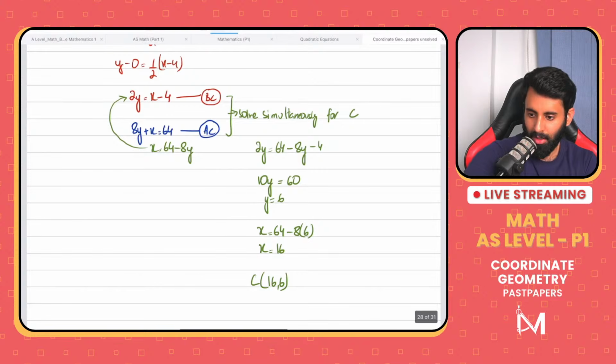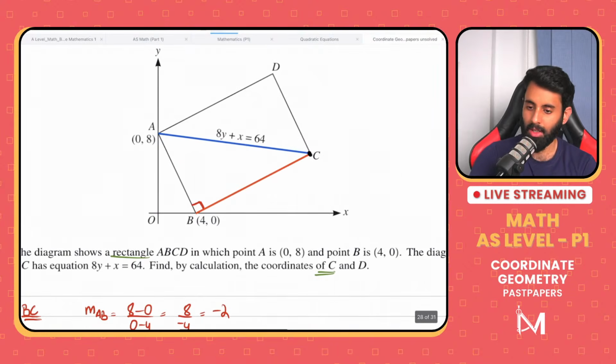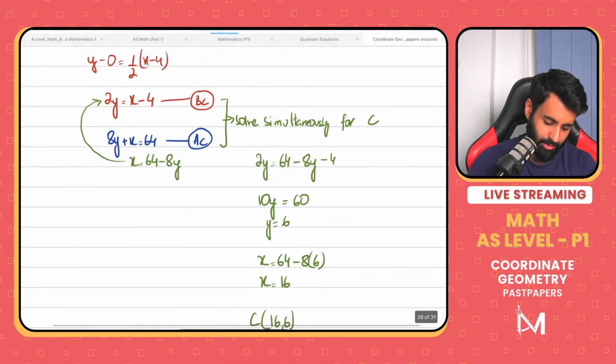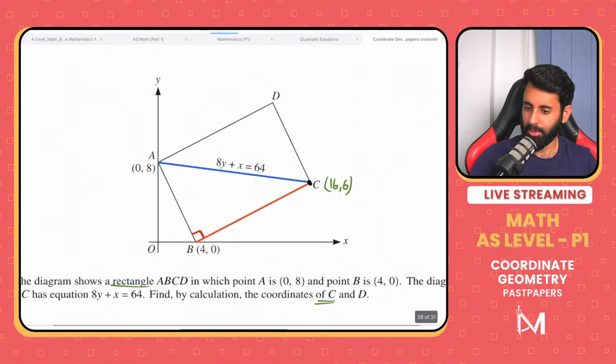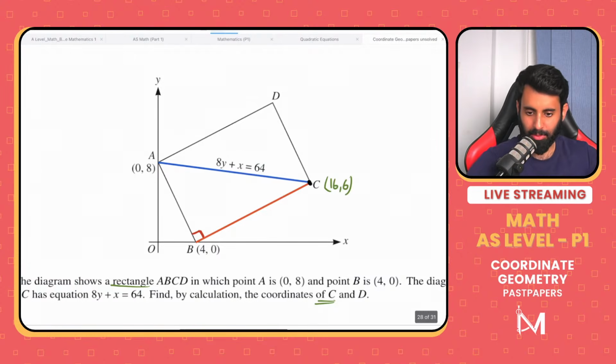Now, how will I find the coordinates of D? Any idea how to find the coordinates of D? Let me write this down. 16 comma 6. Now, what should I do in order to find the coordinates of D? Let's plan our answer before we solve it.